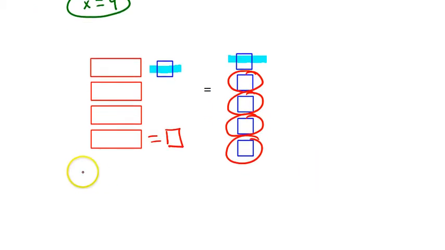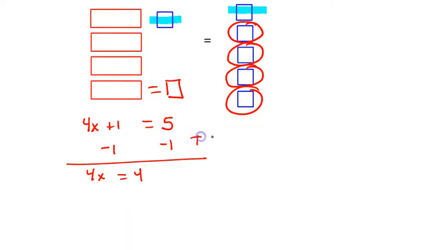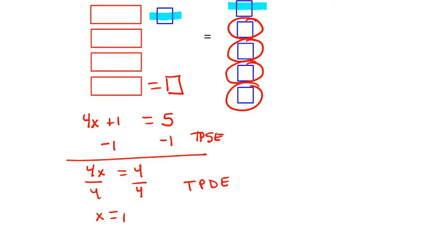Let's write this out as an equation. I have 4 rectangles plus 1 unit square equals 5 units. I started by taking away 1 unit square from each side, and I ended up with 4x equals 4. That was the transformation principle of subtraction for equality. I divided both sides by 4. That gives me x equals 1, so I used the transformation principle of division for equality. Let's do one more.